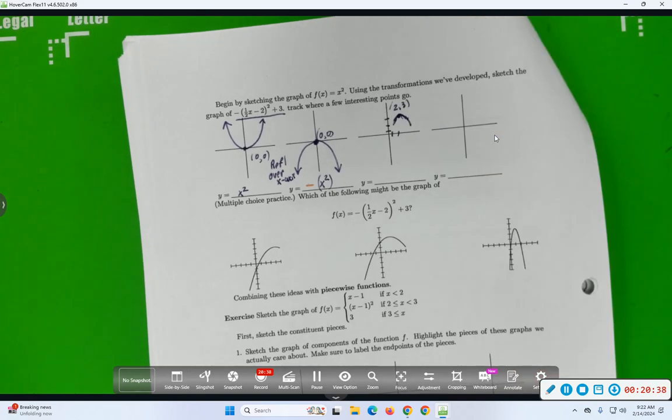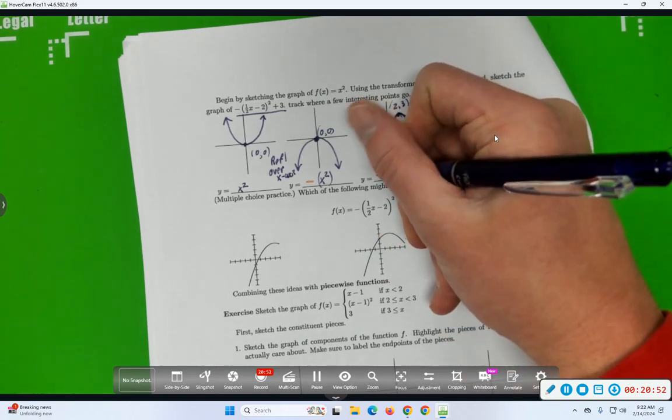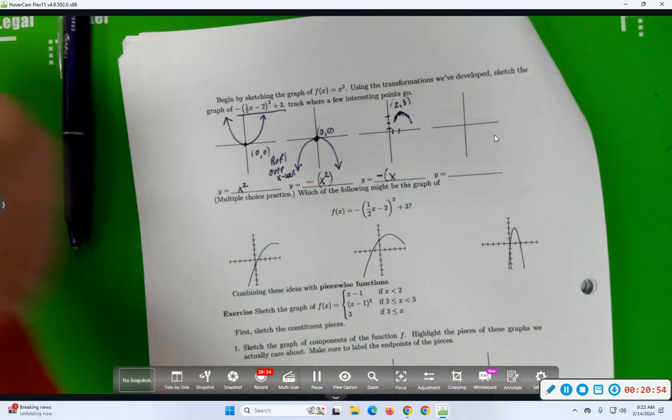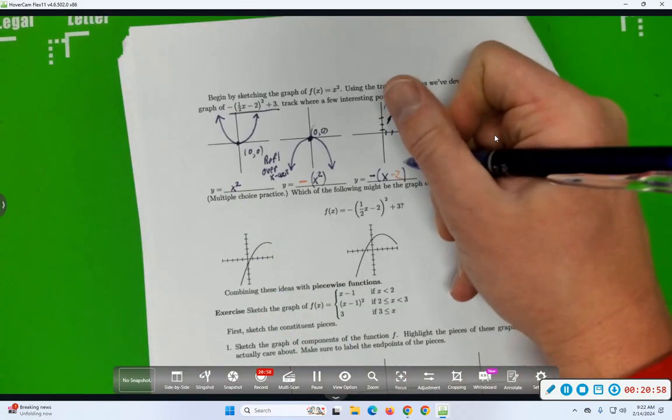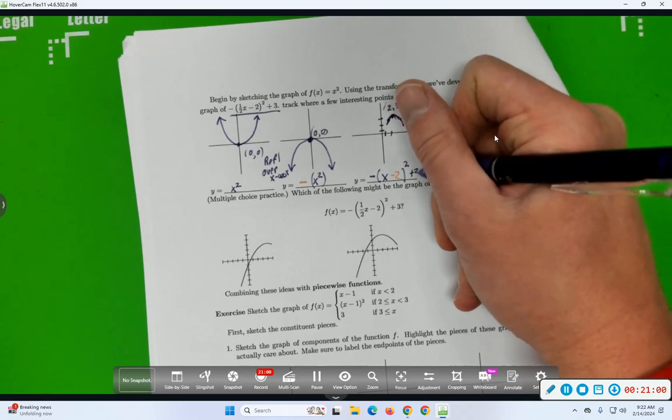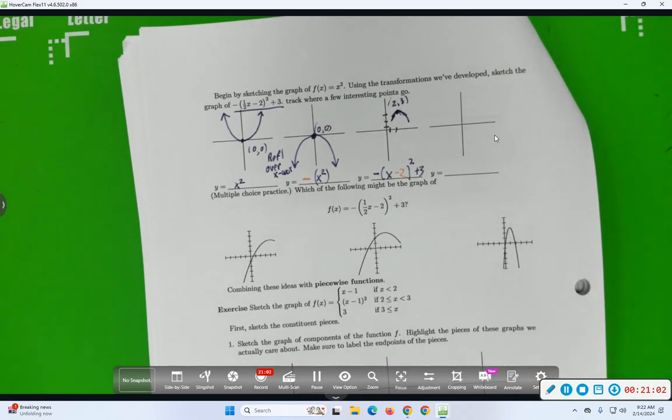Even though this is an intermediate step and not the final graph, I'm going to at least make sure I have the right y-intercept. You get the y-intercept by plugging in x equals 0. So let's plug in x equals 0 to negative x minus 2, then you square it, then you add 3. You can do it in your head, or write some stuff to the side if you need to.